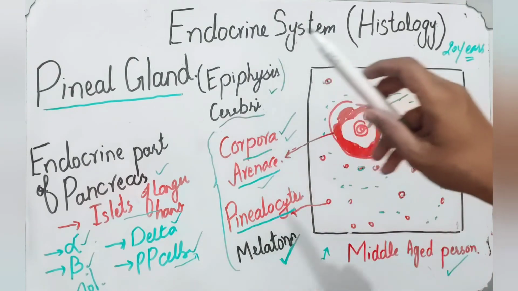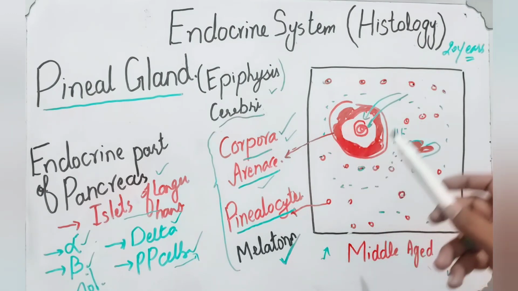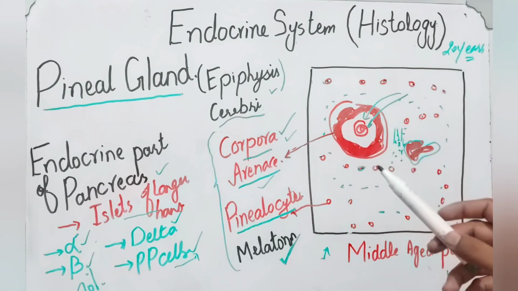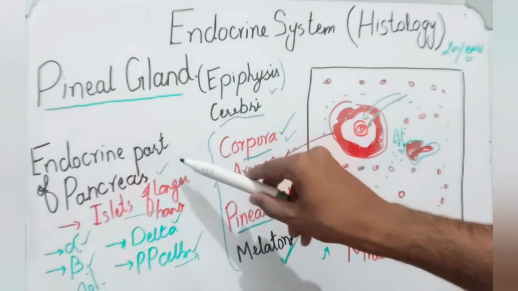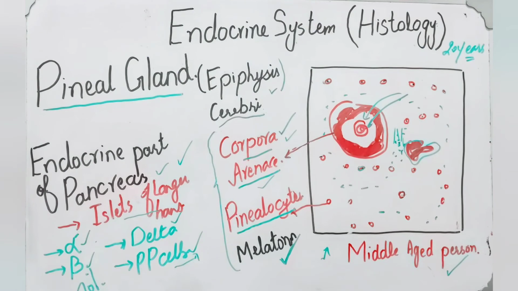That is all we discuss about the histology of the endocrine system. We discussed the pituitary gland, then the adrenal gland, then the thyroid gland, then the pineal gland, and the endocrine part of the pancreas. Thank you so much.